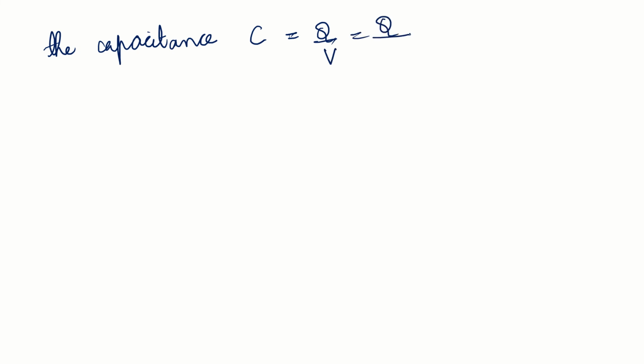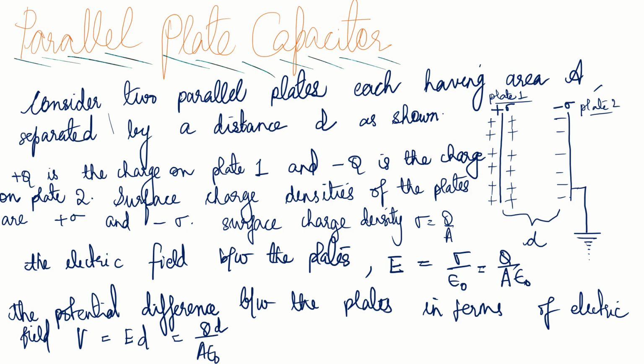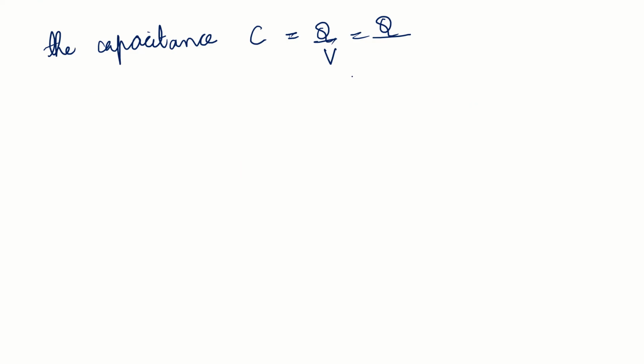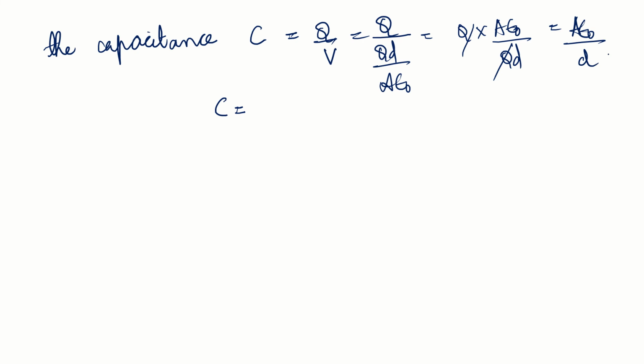Now the major thing, the capacitance. The capacitance C is equal to Q by V. What was V? V is QD by A epsilon naught. So we can say C is equal to Q into A epsilon naught by QD. Q gets cancelled. C equals A epsilon naught by D.